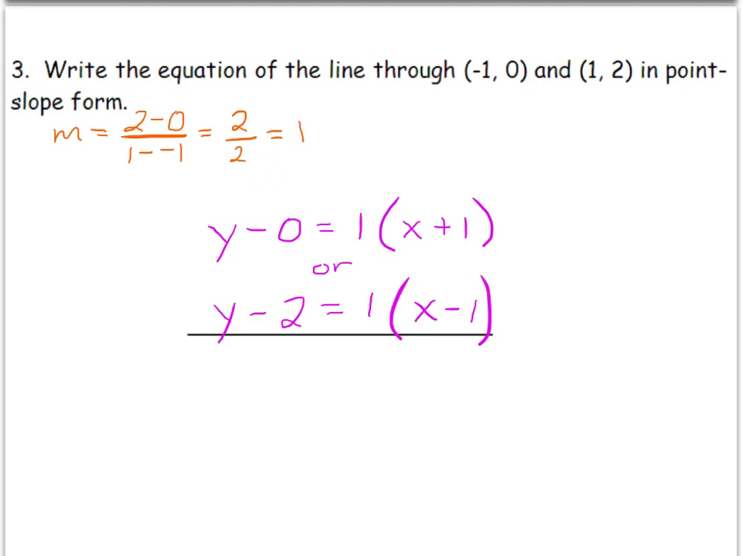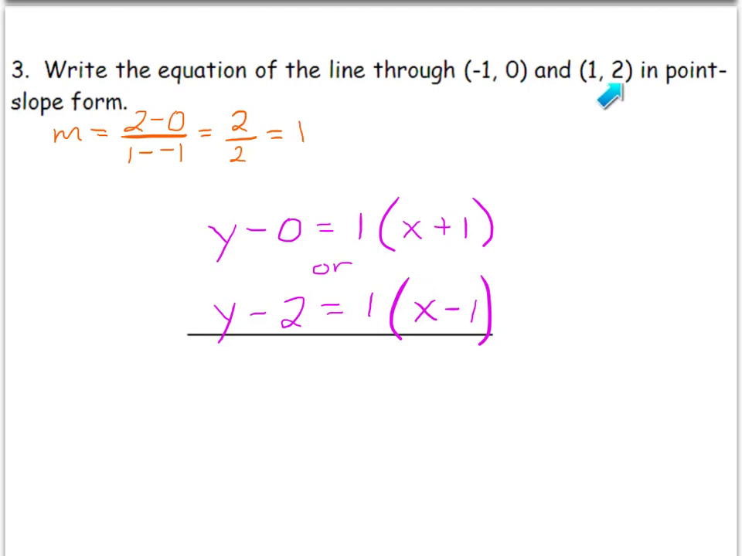So now that I've got my slope as a 1, I can now pick either point and write it in point-slope form. So I did both of them just in case you chose one and not the other. If I were to choose the first point, and it doesn't matter which point you choose, it would have been y minus the y coordinate. So y minus 0 equals the slope of 1, and then x minus the x coordinate. That's why it's minus the negative 1, so it turned into a plus positive 1.